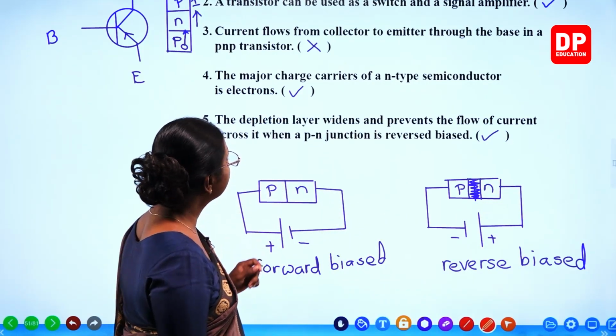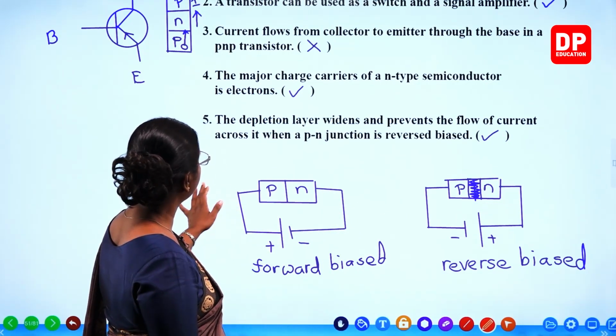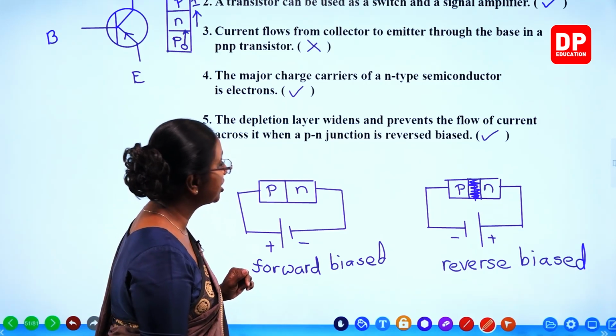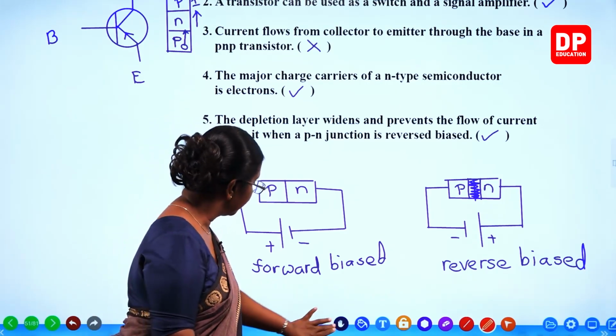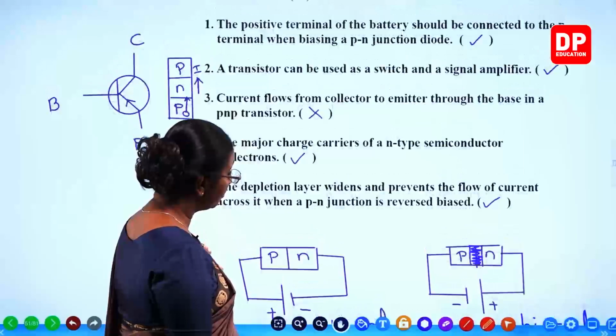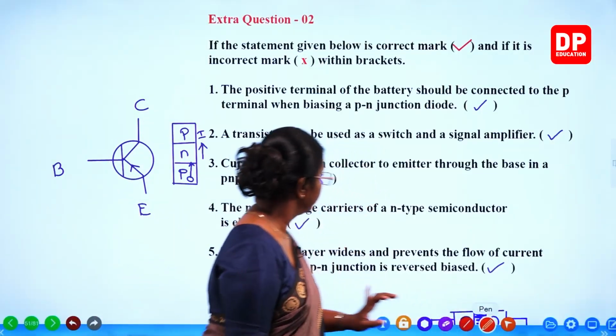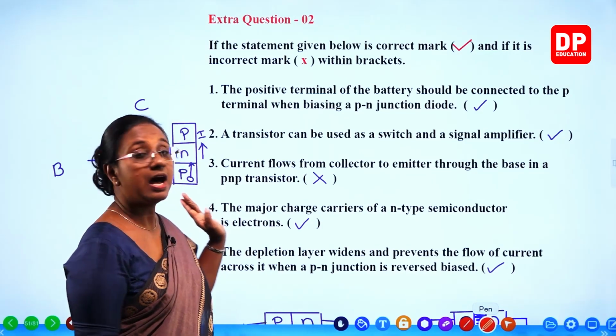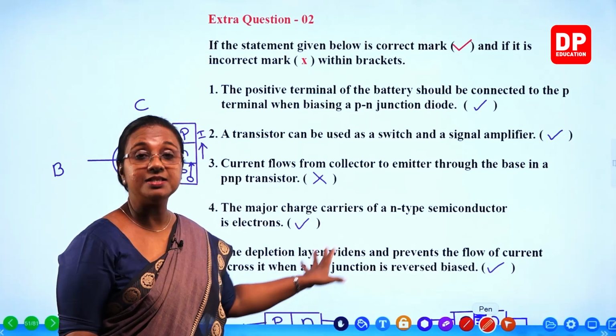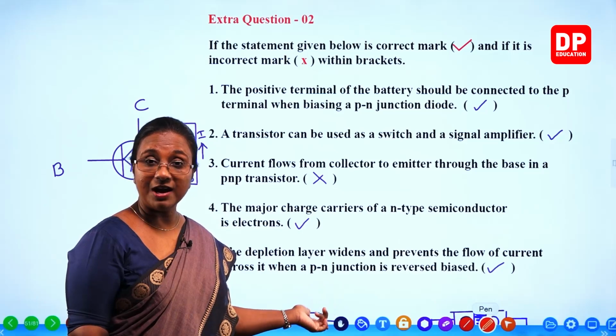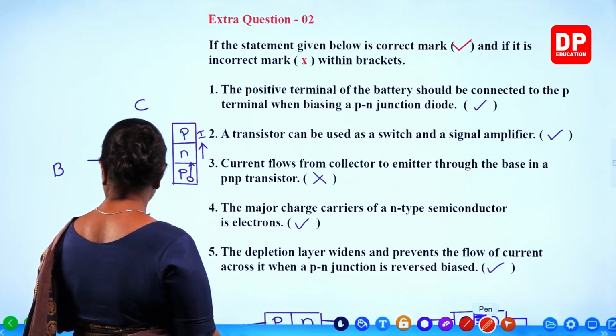The depletion layer widens and prevents the flow of current across it when a PN junction is reverse biased. So I am sure you all also marked all these statements correctly. These are the answers for the first 5 statements. I will move on to the next slide where I continue with the same question.